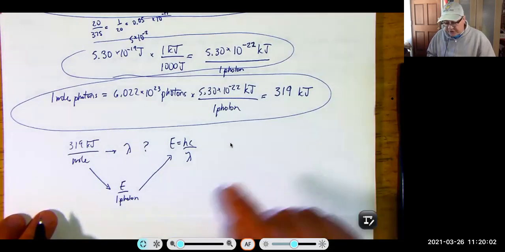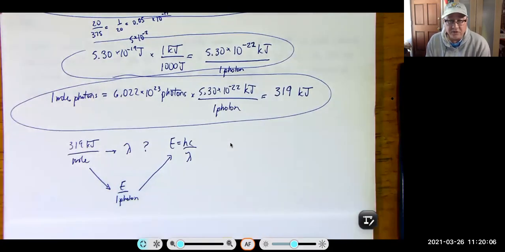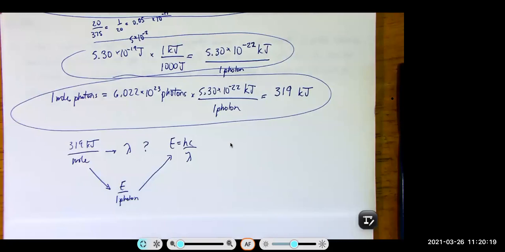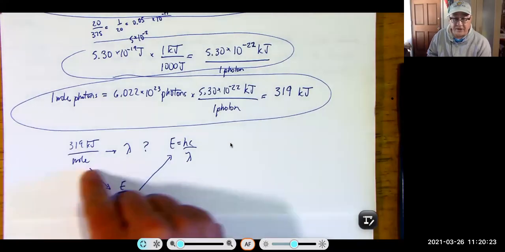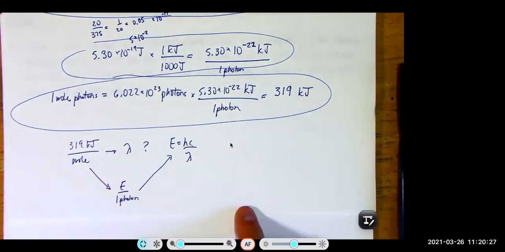So you will see a problem somewhere in your book where it says, here's the energy per mole. What do you need to do with that? Essentially divide by 6.022 times 10 to the 23rd to get the energy of 1. Capiche? So do not use per mole in this equation. You can't use that equation directly with the mole. It has to be with a photon.